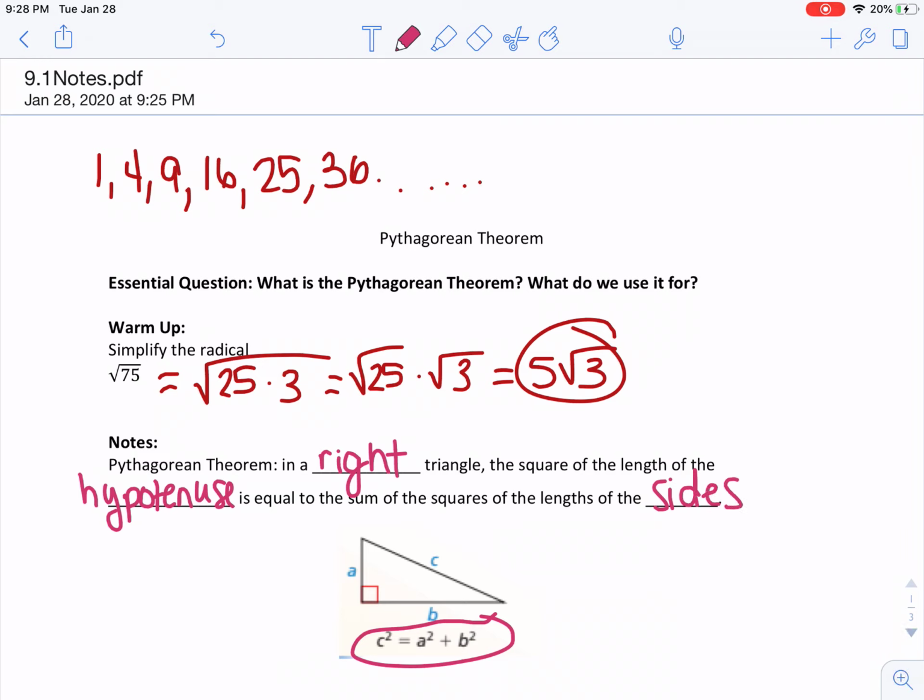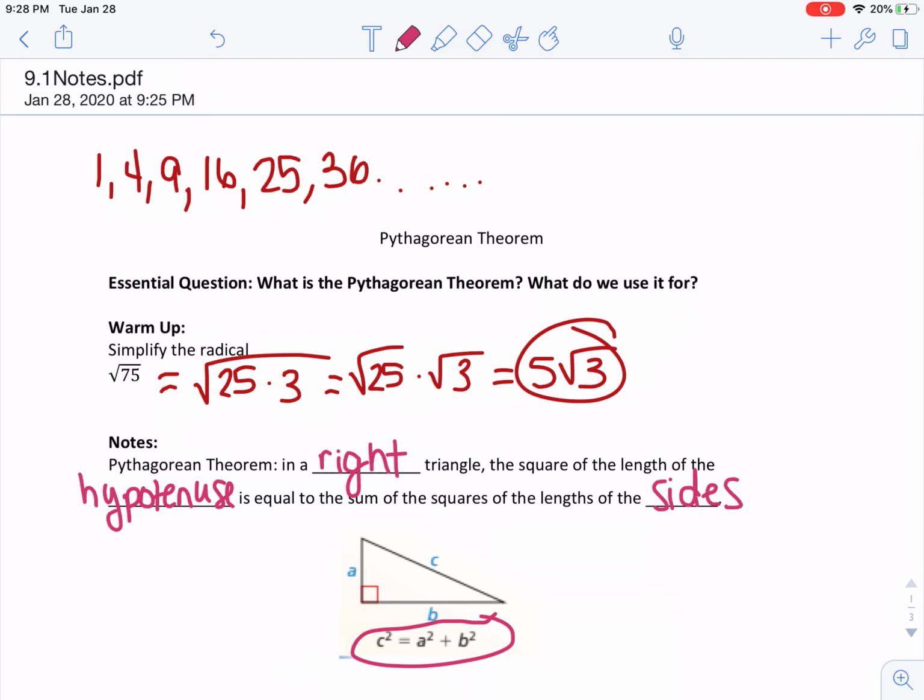So when you're setting up a squared plus b squared equals c squared, the Pythagorean theorem says the square of the hypotenuse is equal to the sum of the squares of the other two sides. It doesn't matter which one is a and which one is b, just as long as one of them is a and one of them is b. But c has to be your longest side. And then it's just a squared plus b squared equals c squared.